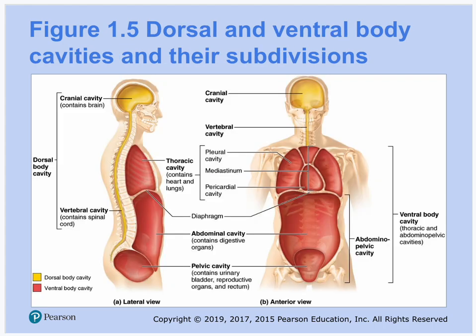Next, we are going to talk about cavities. The large cavities are called the dorsal and the ventral cavities. Each of these cavities is broken down into smaller cavities. Here we have the cranial cavity and the vertebral cavity. Here we have the thoracic cavity and the abdominopelvic cavity. The abdominopelvic cavity is broken down into the abdominal and the pelvic cavity. And the thoracic cavity is broken down into the pleural cavity and the mediastinum.